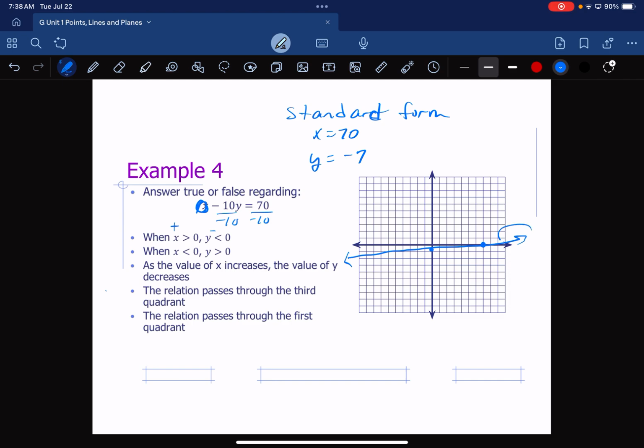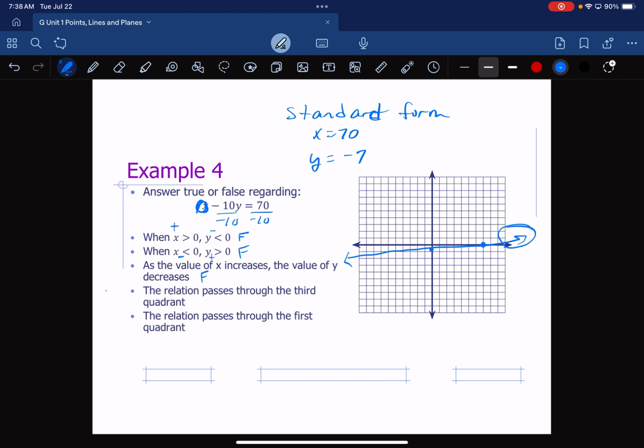Well, that's not true, because there's positive x values out here where the y values are going to be positive. So that's false. When x is less than 0 or negative, y is greater than 0, that's positive. Well, here's where x is less than 0, and I don't think the y values are positive there, so that's false. As the value of x increases, y decreases. Well, as x goes up, isn't y going up as well? This line is sloping upwards slightly, so that's false.